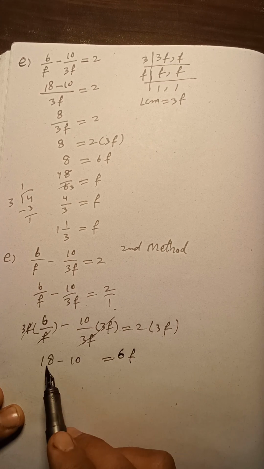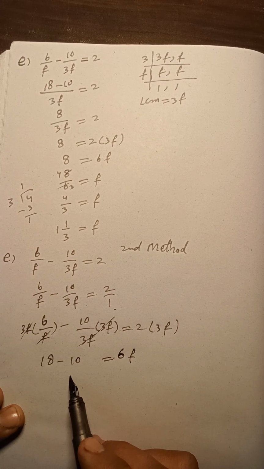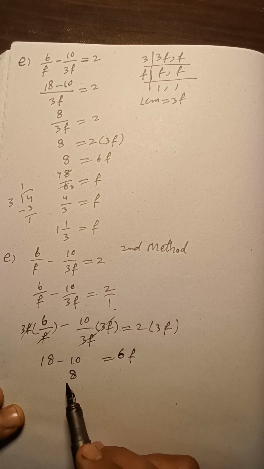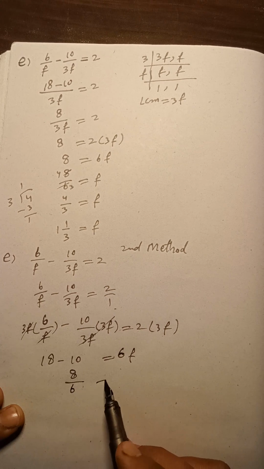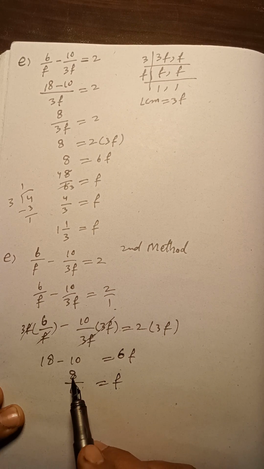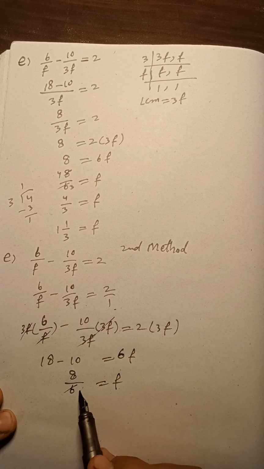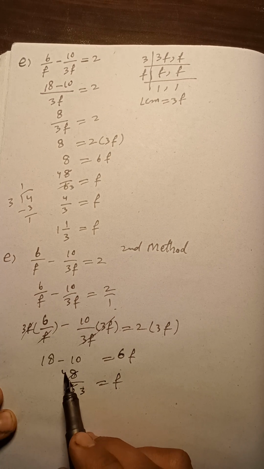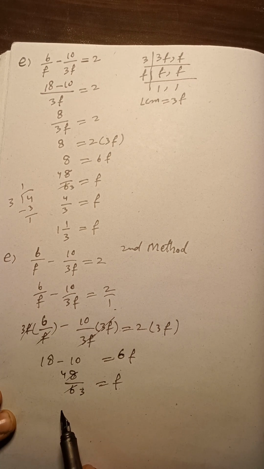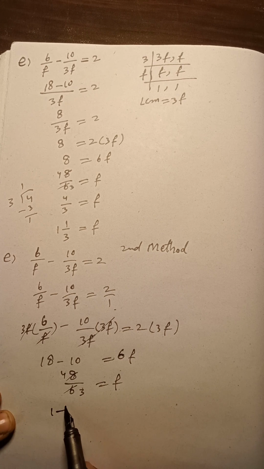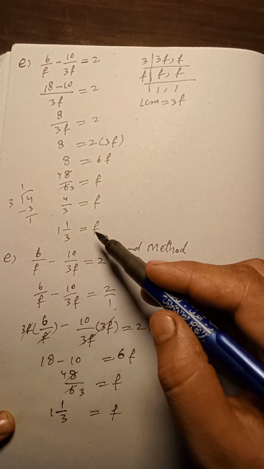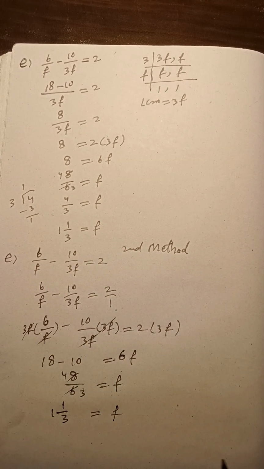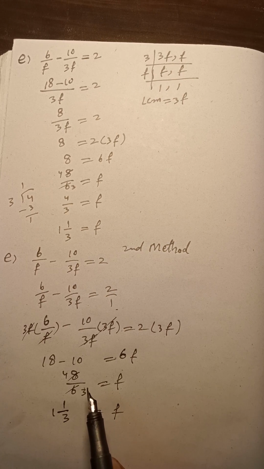6f. Now 18 subtracted by 10, the answer is equal to 8, and this 6 is being multiplied, it will be divided on the other side. F will remain here, and when you cancel this out, it will become 4 over 3. Now after taking it in the form of a whole number, it will become 1 whole 1 over 3. That was our answer, like this. So you can solve it by this method as well.